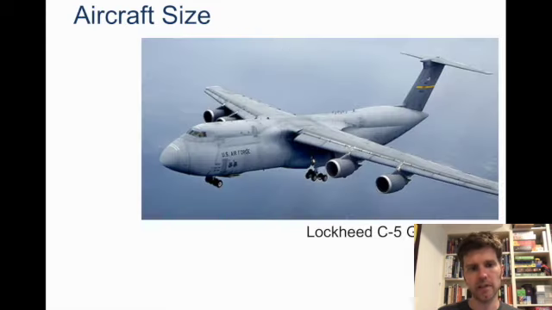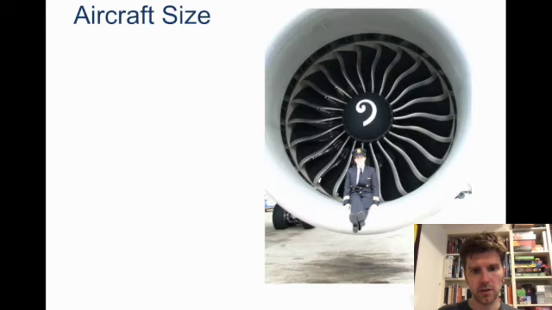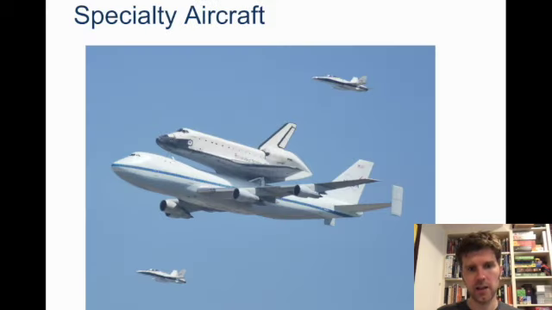You can have things of different sizes. C5s are gargantuan. You can hold like entire tanks in these. There's some people for scale. And then you have some weird specialty aircraft. So this is the 747 that was configured to carry the old space shuttle. You'll notice the enormous winglets and oversized tail and things like that. So tons and tons of extra features to improve stability with this huge heavy load.